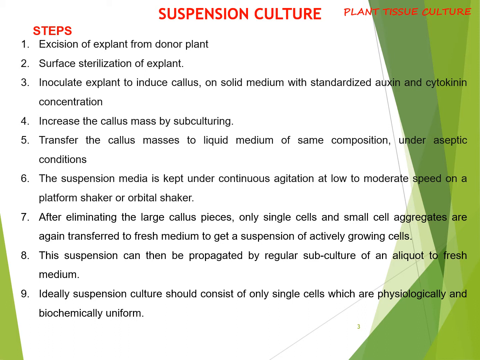After eliminating large callus pieces, only single and small aggregates are then again transferred into fresh media to get a suspension of actively dividing cells. This suspension is then propagated by regular subculture of an aliquot to fresh media. An ideal suspension media contains a homogenized solution of only single cells, which are physiologically and biochemically uniform.